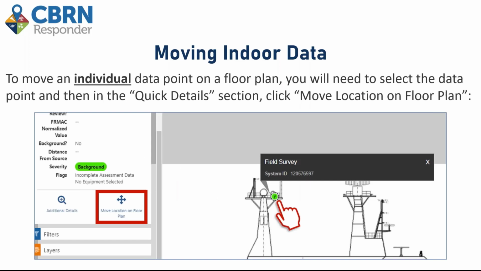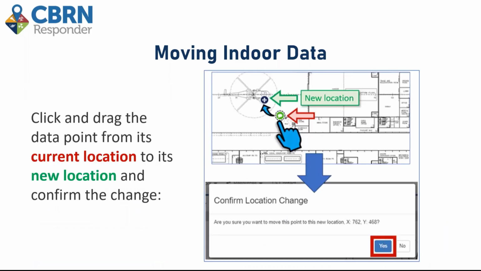This can only be done on the website. So if you do want to move a point, you'll go to your floor plan map, select the icon of the data point you want to move, and from the quick details section, you'll select Move Location on Floor Plan. What you'll do is you'll click and drag the data point from its current location, which is indicated by this red arrow, to the new location, which is indicated by the green arrow. You'll then release your click, and you'll get a confirmation message, just making sure that you wanted to move that data point. If so, select yes, and your data point location has been updated.